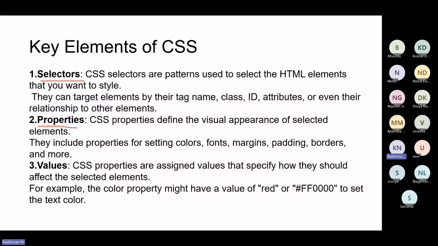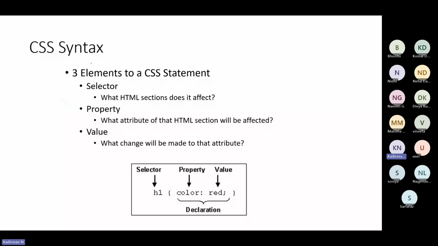So how to mention these three elements, we will be seeing here. Selector is nothing but what HTML section does it affect, that is the what portion. Property is nothing but what attribute of that HTML selection will be affected, and value is nothing but what change will be made to the attribute. So this is the selector, and this is the property, and this is the value, red. So this is the format of a cascading style sheet element value.